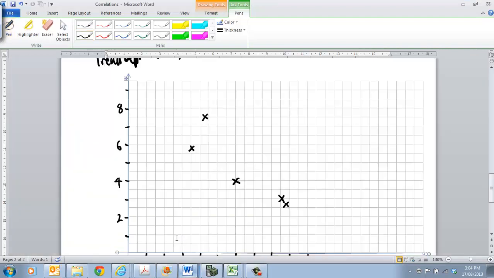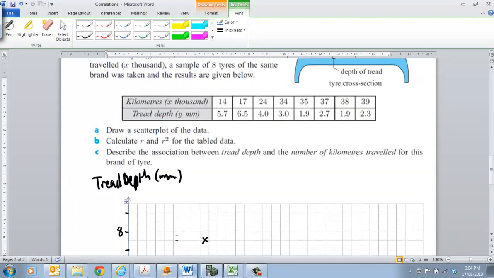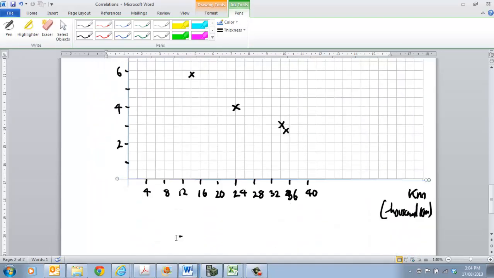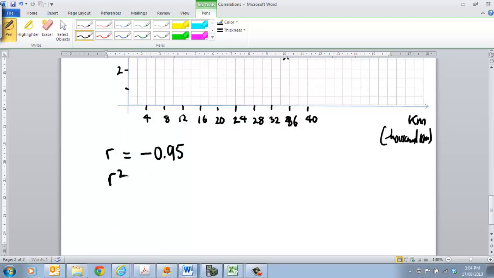So the sort of questions that you've got with this particular thing is draw the scatter plot and data. Calculate your R value and your R squared value. Right, so we've done that. We don't need to do it any more than on our calculator. So we can say there that our R value, Pearson's coefficient, was equal to negative 0.95. And then our R squared value was equal to 0.90. That's close enough. Alright, so actually we could probably go to 4 decimal places with that.